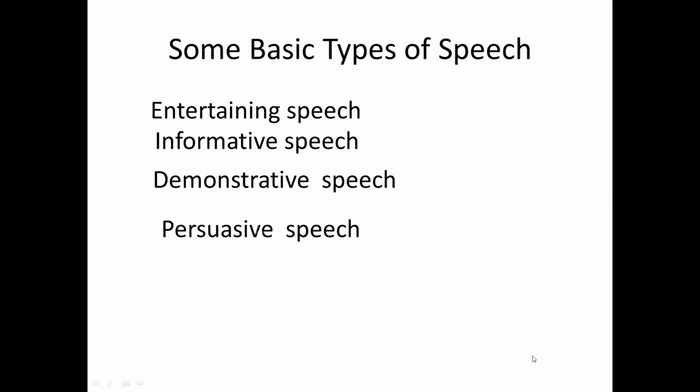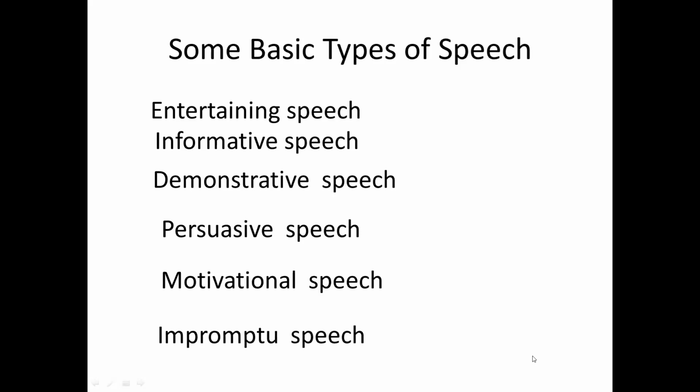And another thing is persuasive speech that I have told you about. To convince the people to achieve a certain goal, you need to give a persuasive speech. And another is motivational speech. This is also one type of persuasive speech. You need to motivate the people around you to achieve your certain goal. Another is impromptu speech. Impromptu speech means a speech without preparation. This is called impromptu speech.